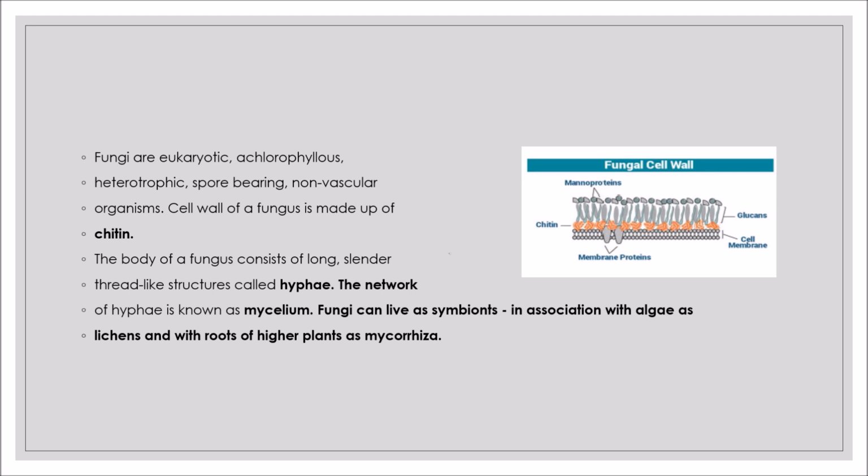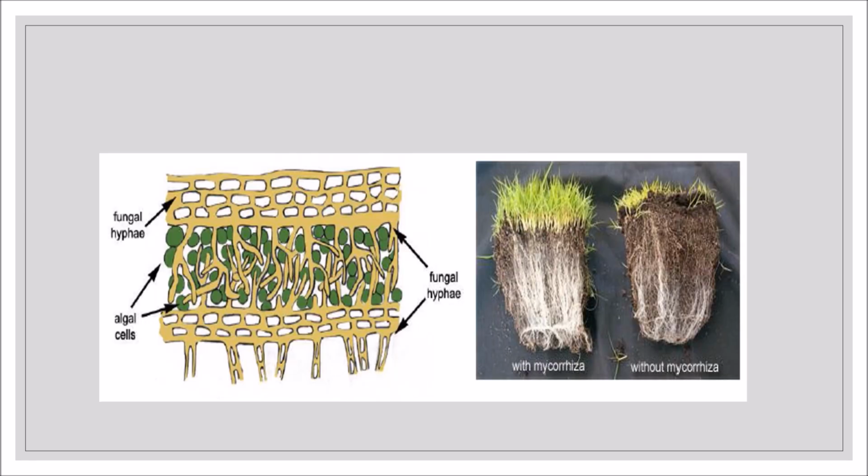So see the fungal cell wall. As I told you, the cell wall is made of chitin and glucans, and below the chitin the cell membrane is present. In the cell membrane, the membrane proteins are present, and above the chitin, mannoproteins are present. So like this only the fungal cell wall will be. So this is the structure of the fungi.